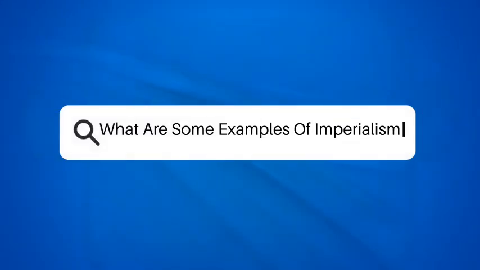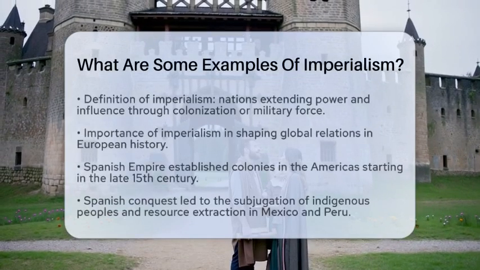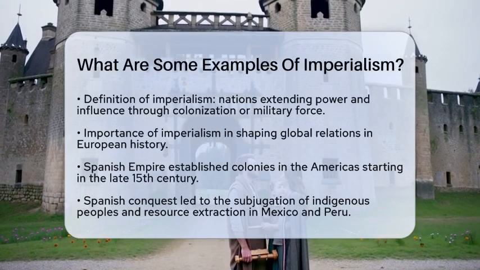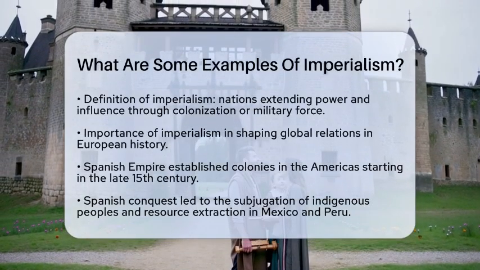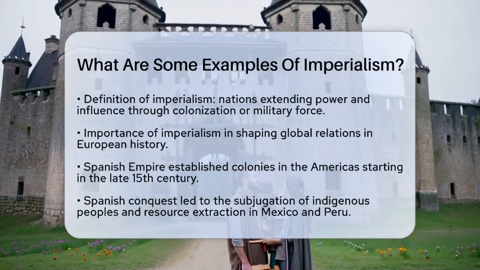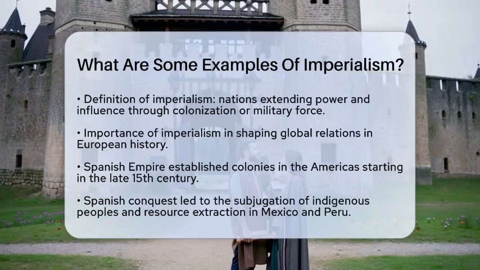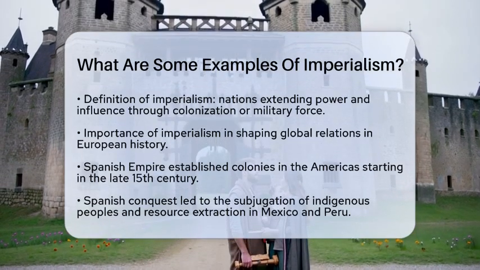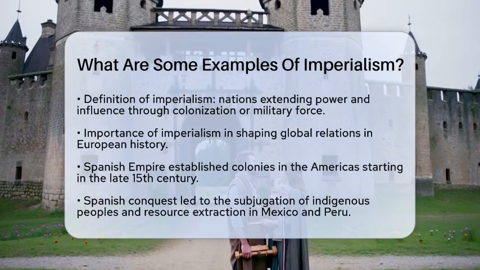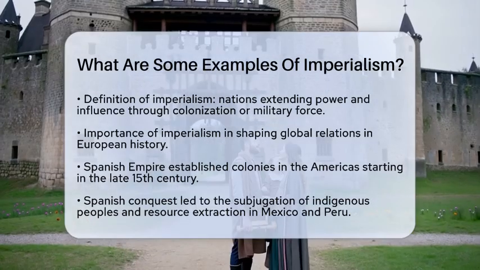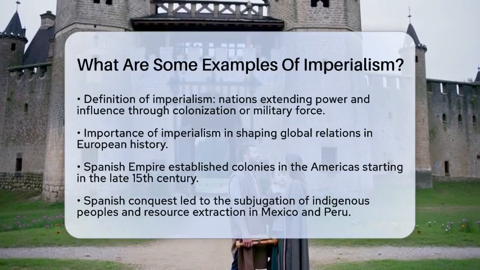What are some examples of imperialism? Have you ever wondered how some countries came to control vast territories across the globe? The answer lies in a practice known as imperialism. This term refers to the way nations extend their power and influence, often through colonization or military force. In European history, imperialism has played a major role in shaping global relations.